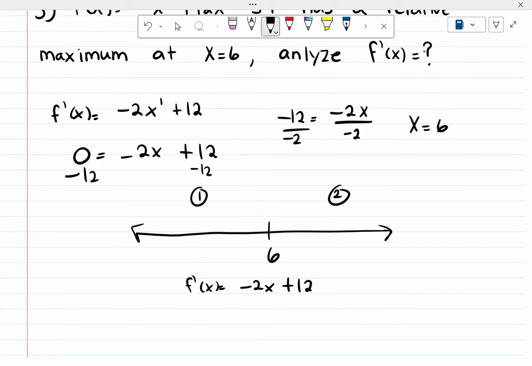Okay, so all you've got to do is test region 1. A number less than 6, it could be 5, 4, 3, 2, negative, just going to be 0. So it's negative 2 times 0 plus 12, and that is 12. And I don't care about the number, just the sign. 12 is positive, so you're good with plus.